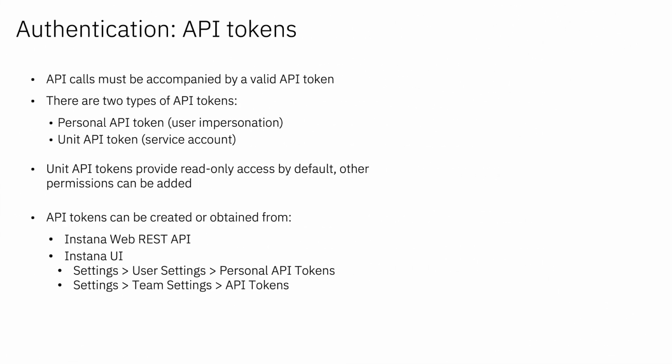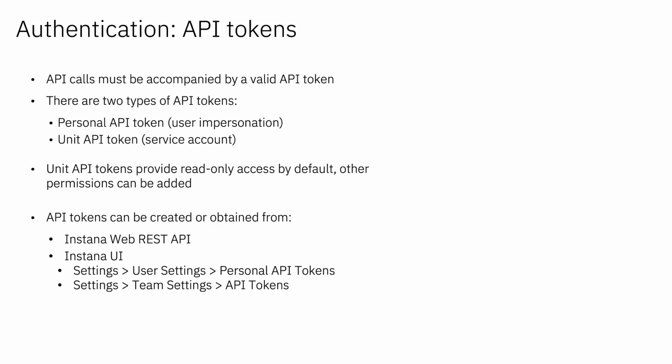Talking about the API tokens for authenticating requests. Every API call to the Instana backend must be accompanied with a valid API token. There are two types of tokens. One is the personal token, which is like the impersonation of the user from the console. So when you create this token, it inherits the rights of the current user as which you are logged in.